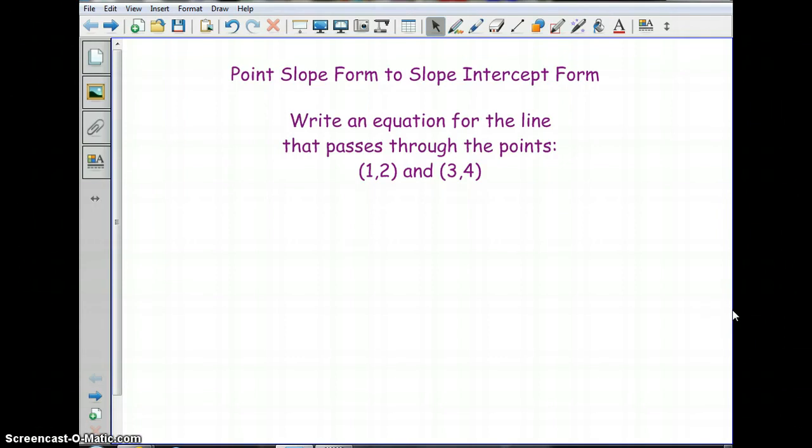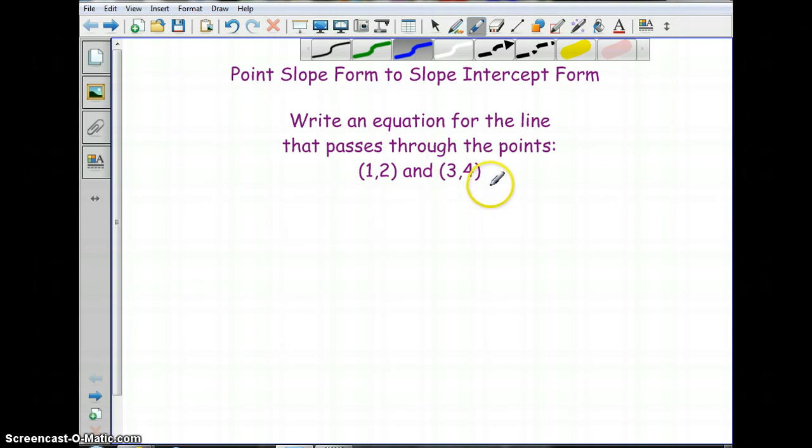Alright, this is Chapter 8, Part 2. What we're going to do is write an equation for 2 points using point-slope form, but then we're going to take it a step further into slope-intercept form. Alright, so first of all you have 2 points.